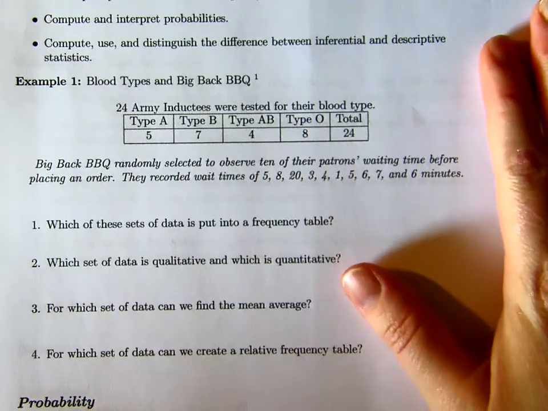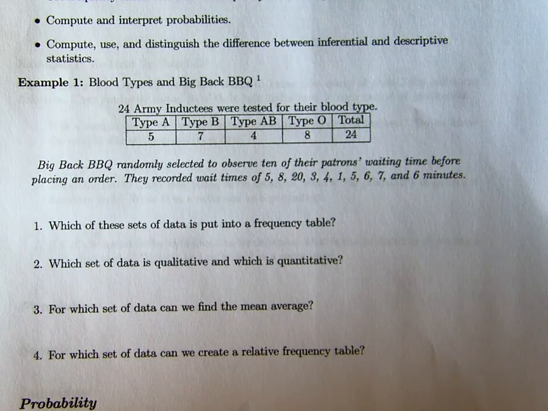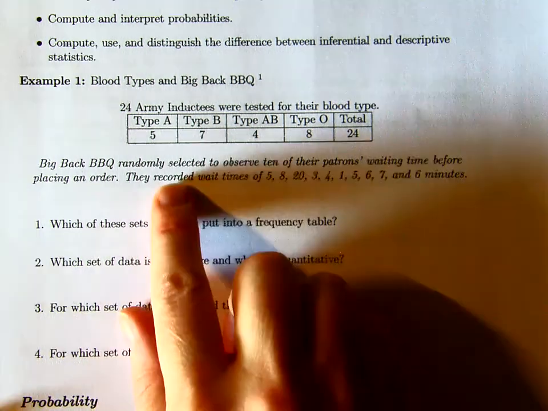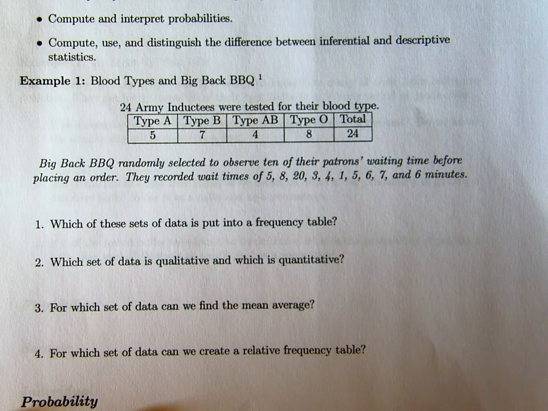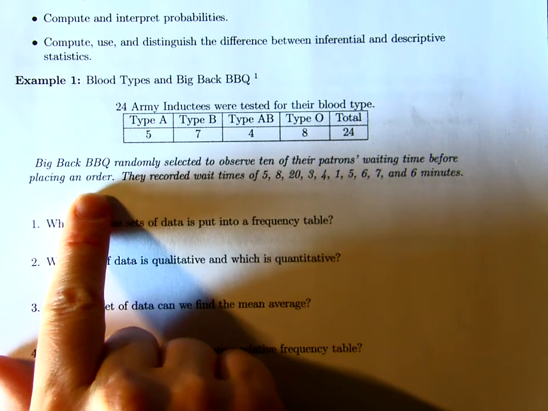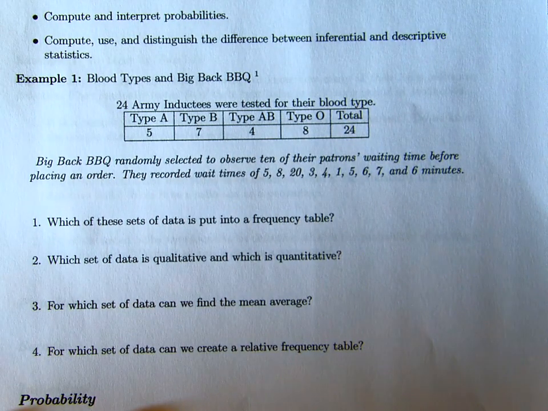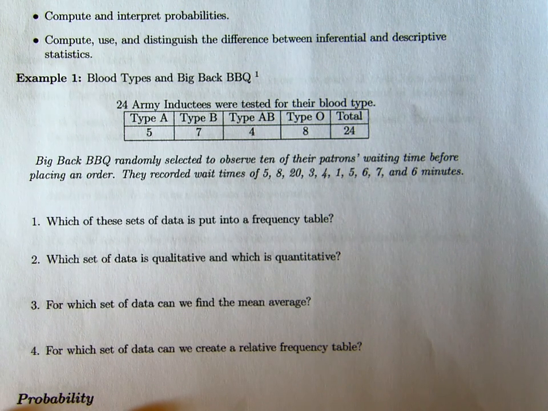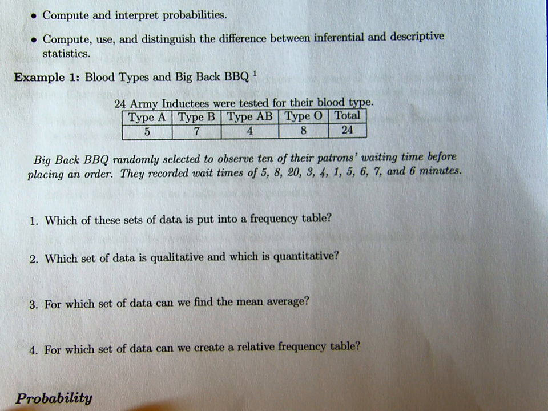So let's look at example 1. Okay, this refers back to that example where there were 24 Army inductees and their blood types. Notice here I don't care about gender. So here are 24 Army inductees, but now we have some additional data. At Big Back Barbecue, they randomly selected to observe 10 of their patrons' waiting time before placing their order. Okay, so they're sitting there and they're like, are they patient? How long did they have to wait to get served? They recorded the wait times. Oh, there's a list of wait times. Got it.